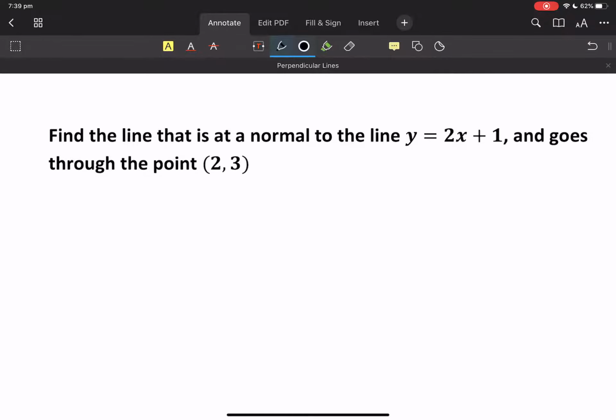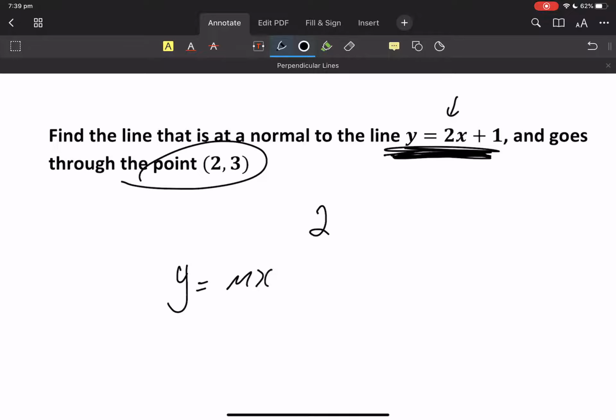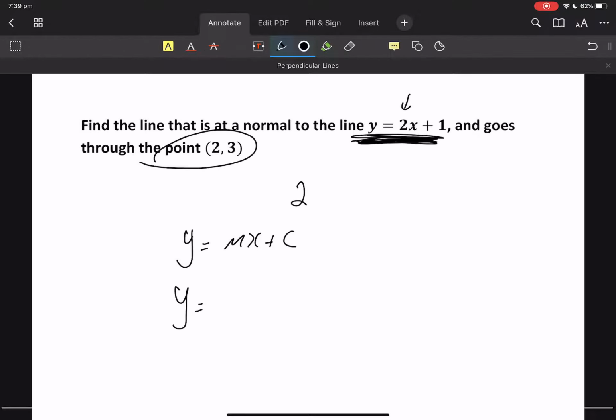Find the line that is normal to the line y equals 2x plus 1, and this line that I'm looking for goes through the point (2, 3). So, what's perpendicular to that? I'm looking at what's perpendicular to 2. The line that I'm looking for is y equals mx plus c, and I know that that slope is perpendicular to 2, so you're just going to go m1 times m2 equals -1.